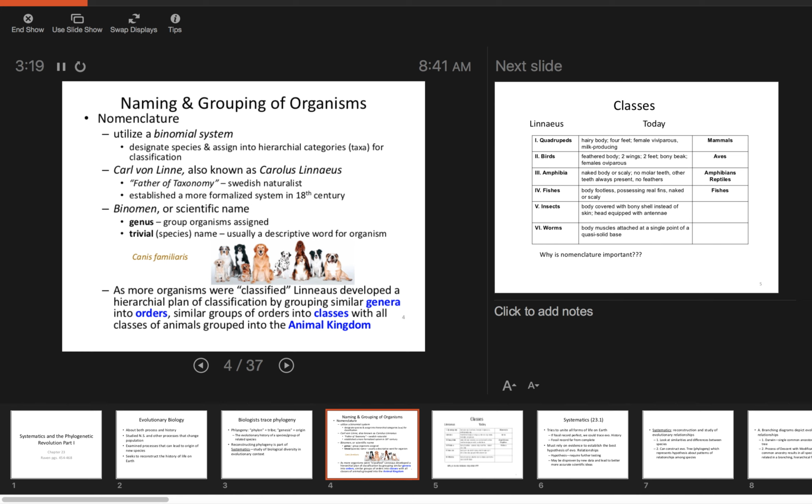Okay, so as more organisms were classified, he decided to build a hierarchical plan of classification based on orders, classes, and kingdoms. So you may remember like King Philip came over for grape soda, or King's play chess on fuzzy green stools. Is that the kingdom phylum? Yep. So kingdom, phylum, class, order, family, genus, species. And then above that is the domain.